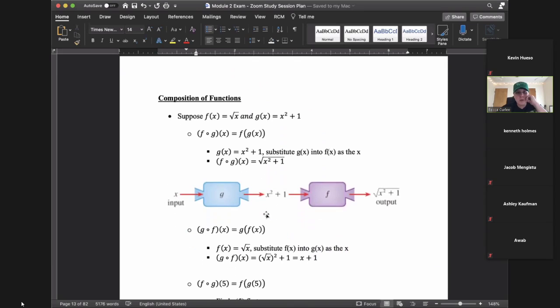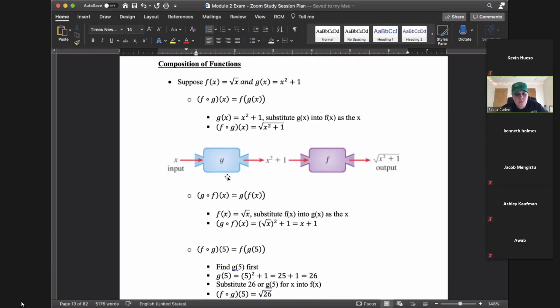Composition of functions. Suppose that f of x equals the square root of x and g of x equals x squared plus 1. You want to find f composed with g of x, or f of g of x. Anytime you see a function that is composed this way, with this little composition symbol, you want to take the last one and do that one first. So that's just saying f of g of x. The first thing you want to do is find g of x and then take the f of that. So g of x equals x squared plus 1. You're going to substitute g of x into f of x as the x. f of x is the square root of x, so you're just going to take the square root of g of x. That's all you're doing. So it's going to be the square root of x squared plus 1.